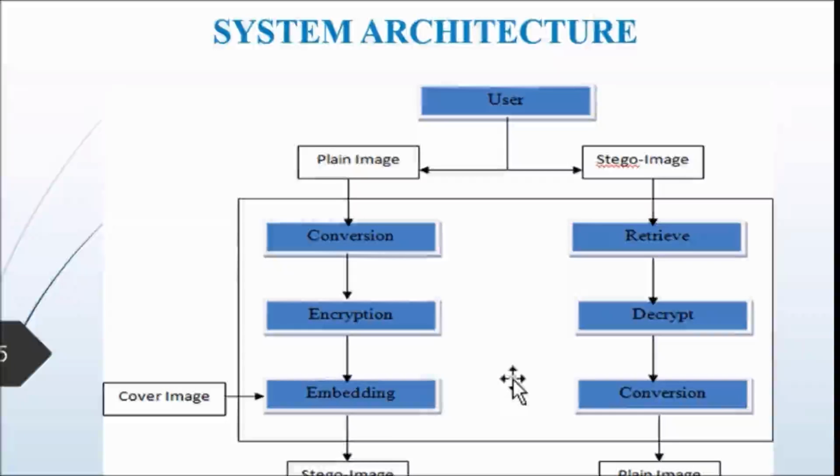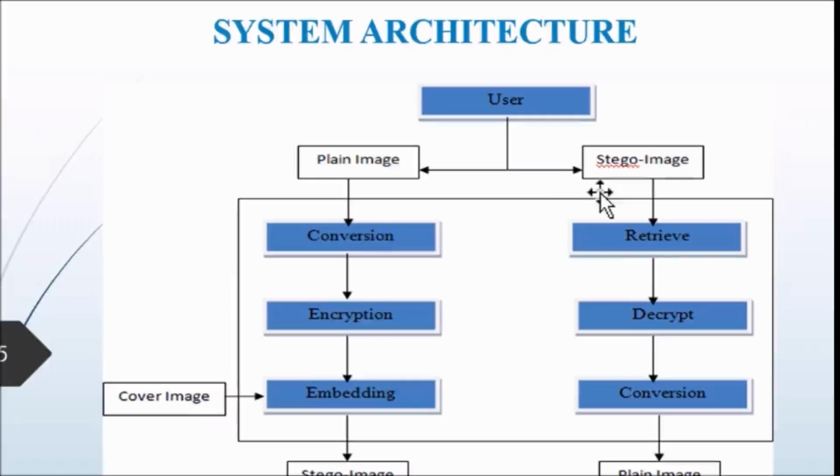System architecture. This is the figure of the system architecture that is implemented. The modules of this steganographic tool are also included in the architecture. The user can be either the sender or the receiver. On the sender side, a user selects the plain image, which gets converted or divided pixel by pixel, as this algorithm works on pixels. Then we encrypt it by embedding the secret message in the cover image. Then we get the stego image.